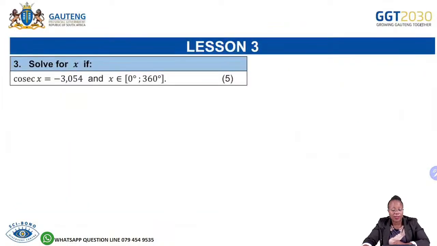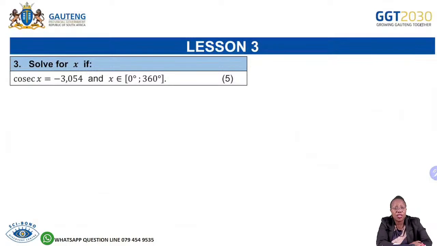It's straightforward. And then the next lesson, we are still on trigonometry. We look at equations now, where you are solving trigonometric equations. So we are solving for x. We are given cosec x equal to minus 3,054, and x must be an element of 0 to 360. That means the value of x can be any value from 0 to 360, so it can be in all quadrants. Okay, it is acceptable.